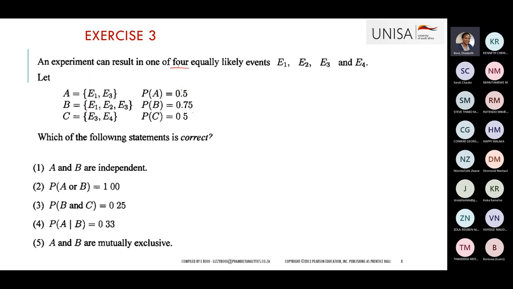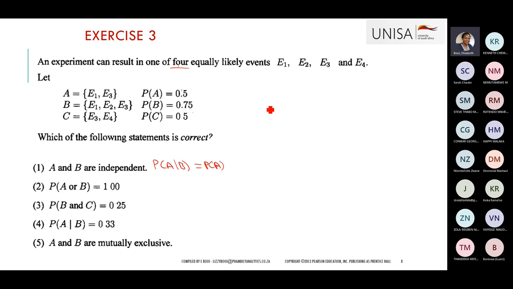So based on those events, they ask you which one of the following statements is incorrect. You need to use the A's and the B's to answer the question. So A and B are independent. How do you prove that A and B are independent? The probability of A given B will be equal to the probability of A. Now, the challenge you will have here is that they haven't given you A and B, but you can calculate A and B. How many events fall within A and fall in B?